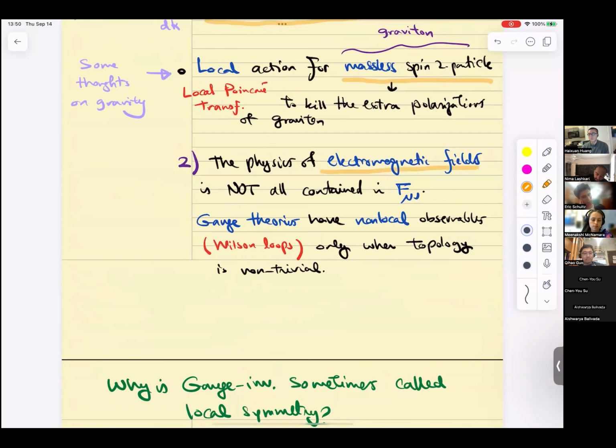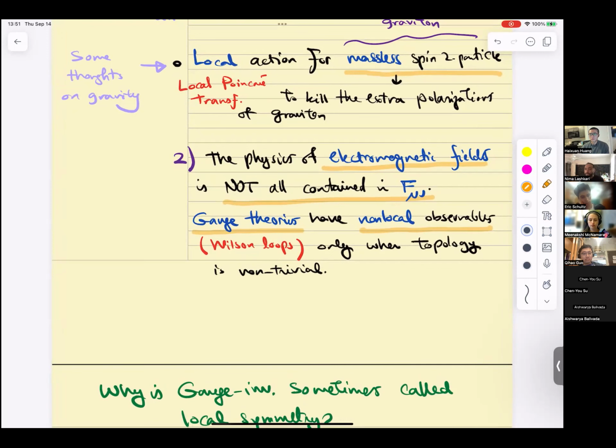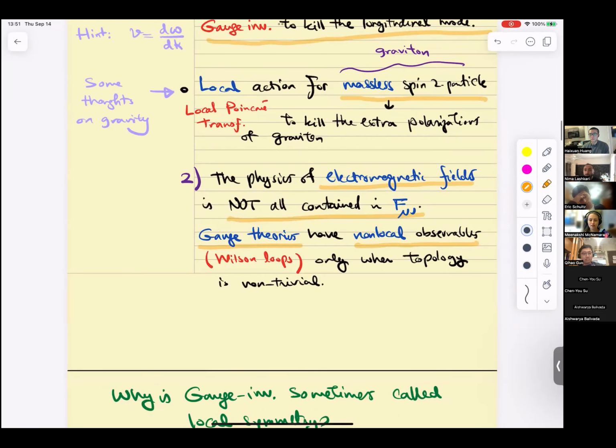The physical electromagnetic fields are not all contained in F mu nu, as I tried to demonstrate with the Aharonov-Bohm effect. Or you could say that in maybe 2 lectures from now, or next lecture, we're going to mention that gauge theories have some non-local observables that are topological. They are Wilson loops. They are only there when the topology is non-trivial. So there's some form of non-locality that's intimately tied to topology. So that's another reason, but this is a little bit more advanced and a little bit more remote at the moment to see the connection to local action.